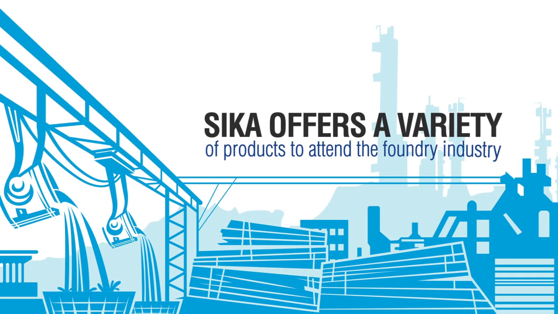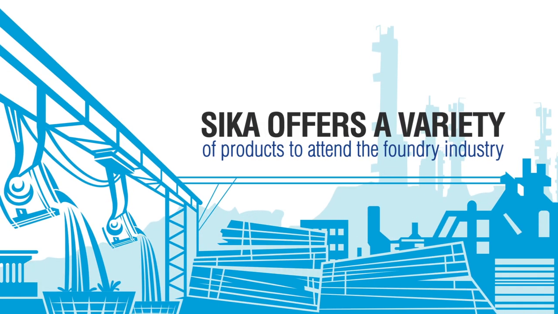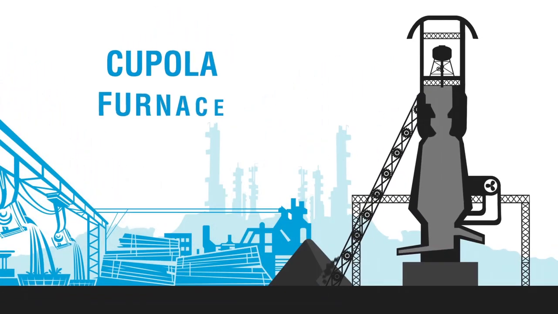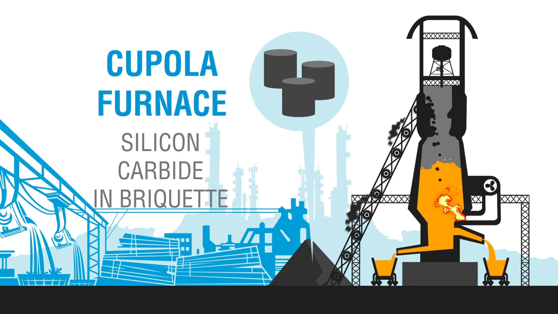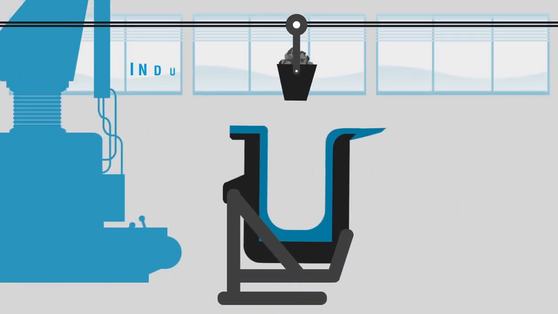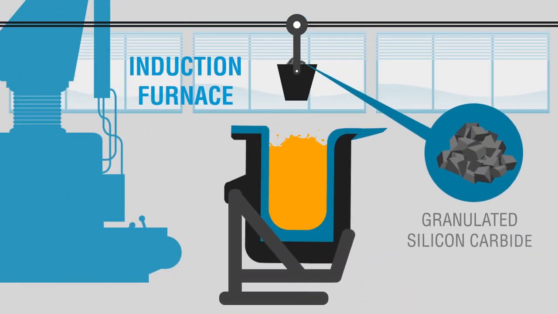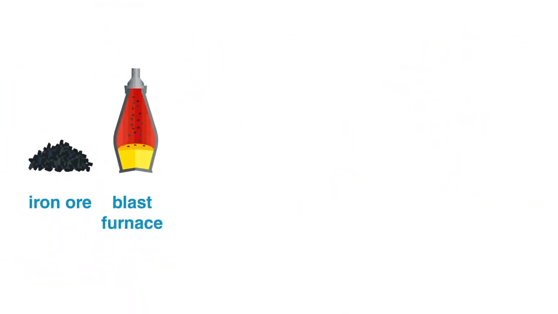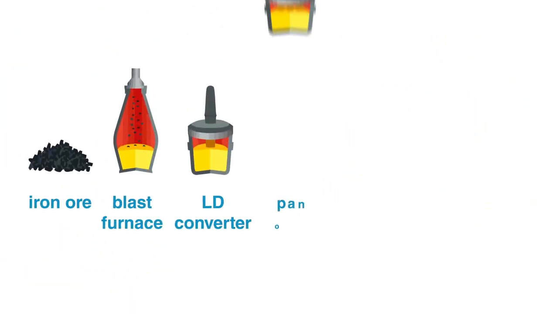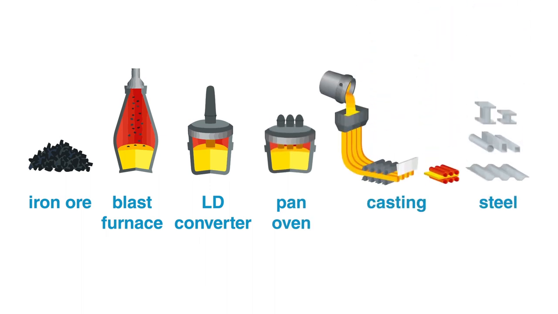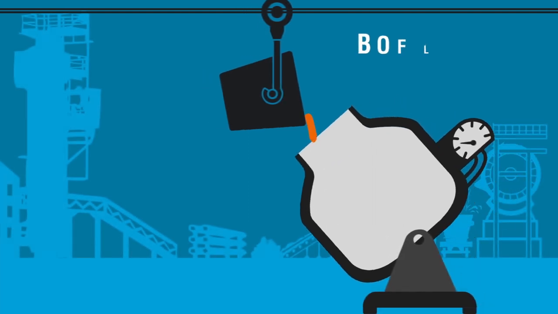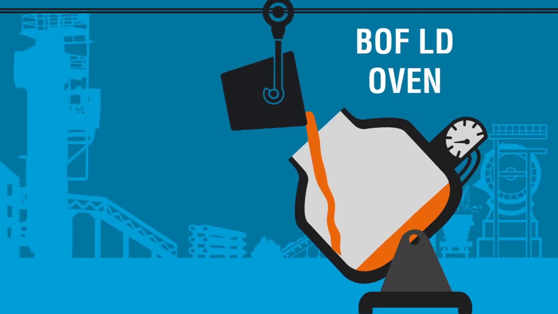SIKA offers a variety of products that suit the foundry industry. For cupola furnaces, SIKA offers silicon carbide in the form of briquette, and for induction furnaces, supplies the granulated silicon carbide. In the steel industry, in integrated mills, the steel is produced from the iron ore, and the silicon carbide is used in an LD furnace, where the conversion of the pig iron into steel takes place.